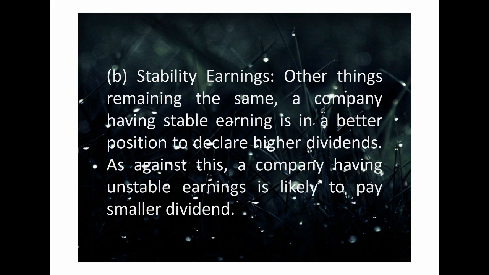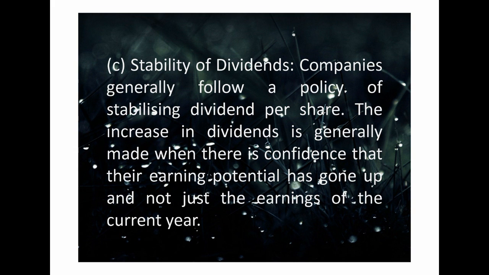So the third one is stability of dividends. When coming to stability of dividends, companies generally follow a policy of stabilizing the dividend per share. The increase in dividend is generally made when there is confidence that the earning potential has gone up, and not just the earning of the current year.